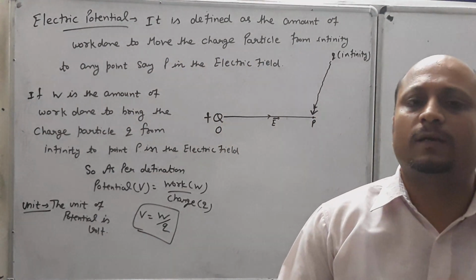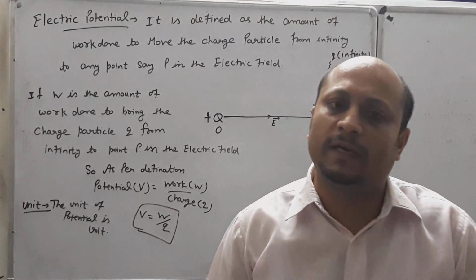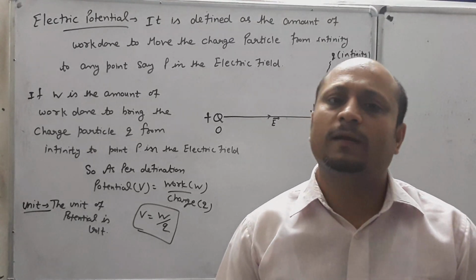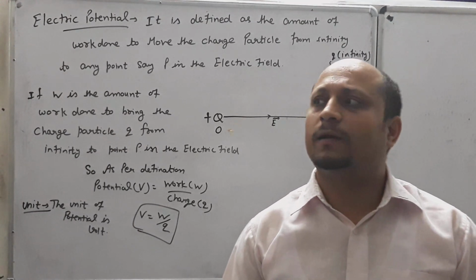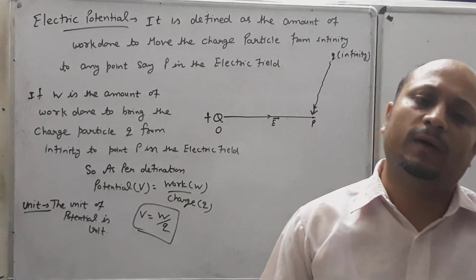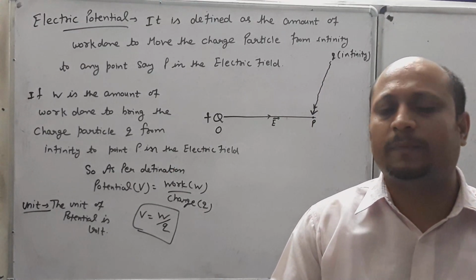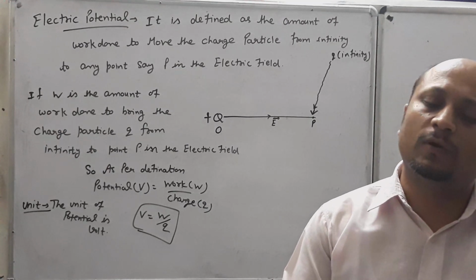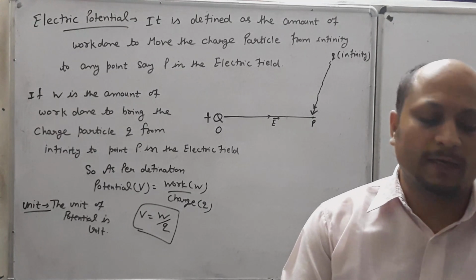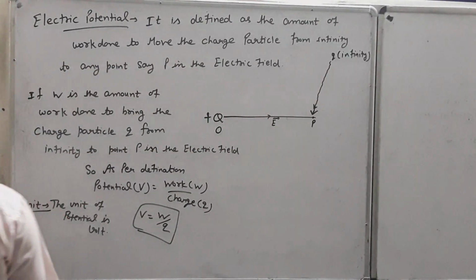कितना work हमें करना पड़ेगा किसी भी charge particle Q को infinity से उस point पे लाने के लिए. पॉइंट इज पी जिस पे हमें उसे लेके आना है. मान लेते हैं कि डब्ल्यू वर्क हमें करना पड़ा चार्ज पार्टिकल क्यू को इंफिनिटी से पी पॉइंट पे लाने के लिए. तो एज पर डेफिनेशन पोटेंशियल इज डब्ल्यू अपॉन क्यू. इट्स यूनिट इज वोल्ट. द नेक्स्ट इज पोटेंशियल डिफरेंस.